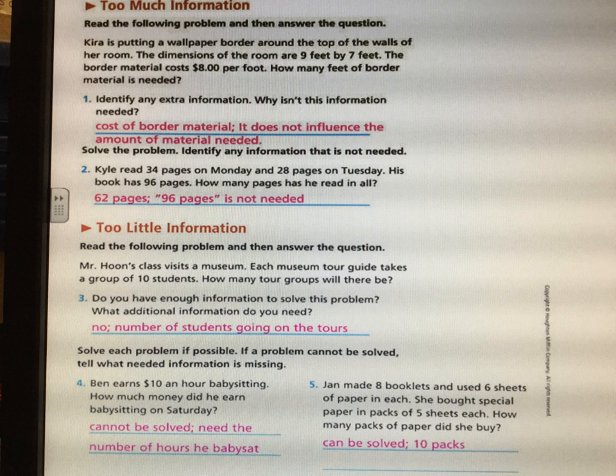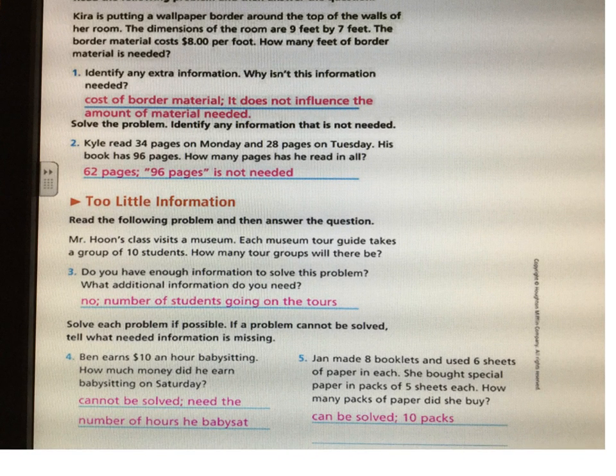Okay, number 4. So we move down to the bottom. Ben earns $10 an hour babysitting. How much money did he earn babysitting on Saturday? Cannot be solved because we don't know how long he worked. We know he makes $10 an hour, but we don't know how many hours he worked on Saturday.